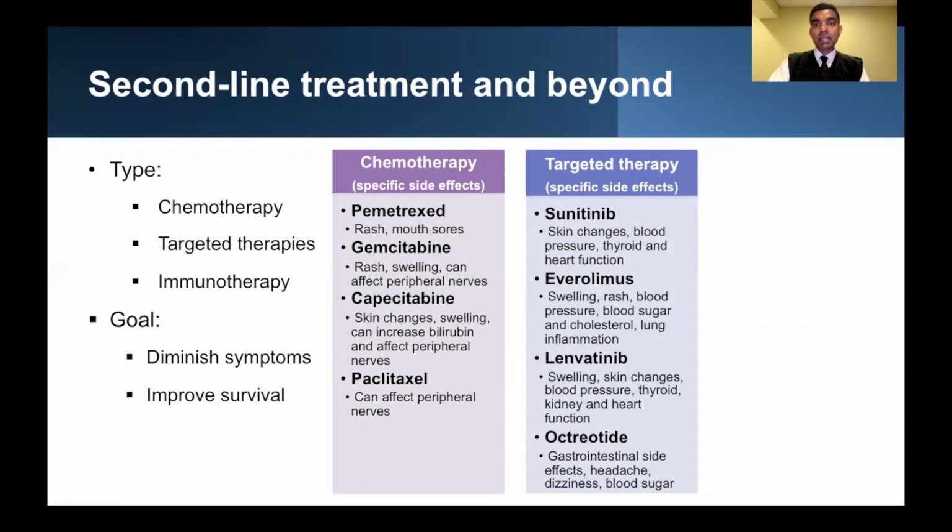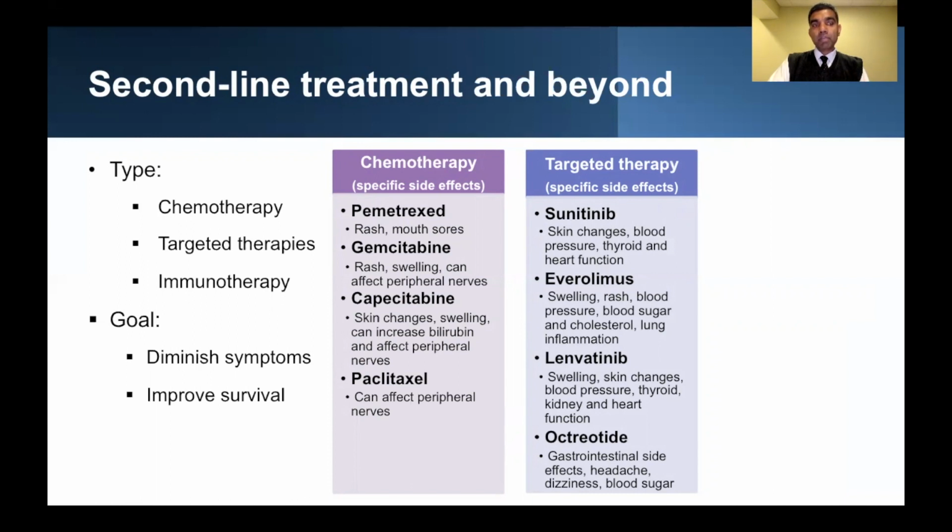Examples here are sunitinib, everolimus, lenvatinib, and the hormonal treatment octreotide. Octreotide is given as an injection, subcutaneous or intramuscular injection, but the other drugs are given orally in tablet form.